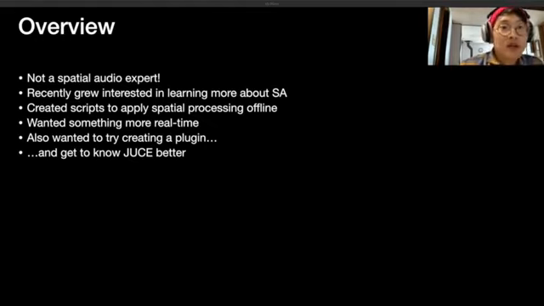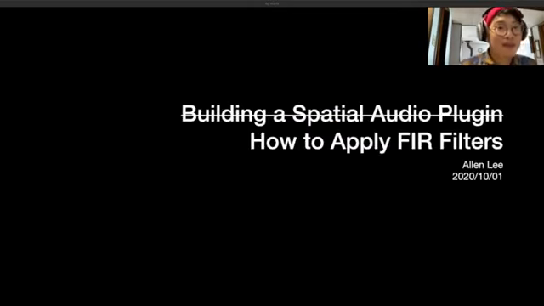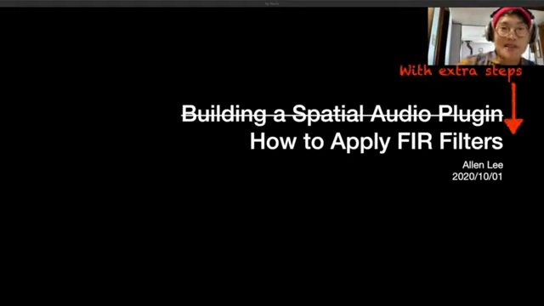There are spatial audio plugins out there in the wild that will do what my plugin does, but a lot better, I'm sure. But I just wanted to have the thrill of creating my own plugin. So this talk is called Building a Spatial Audio Plugin, but when you take a closer look at the processing, essentially what it boils down to is you're just applying filters. And so I thought maybe it might be more appropriate to call my talk How to Apply FIR Filters with Extra Steps. But building a spatial audio plugin certainly sounds a lot more exciting.